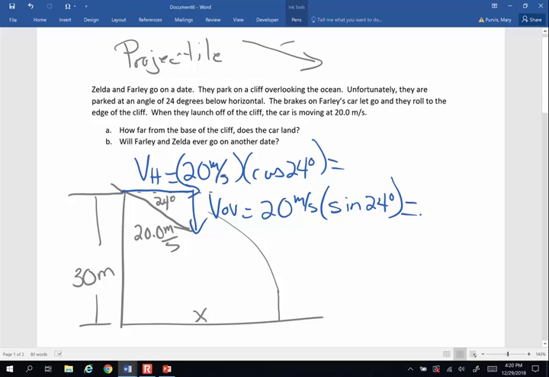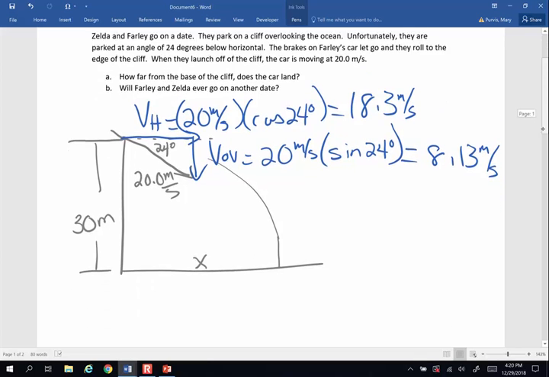For horizontal velocity, I got 18.3 meters per second. And for vertical velocity, I got 8.13 meters per second. Now, all of the motion is in the same direction. It is forward or down, so I can call all of these positive.